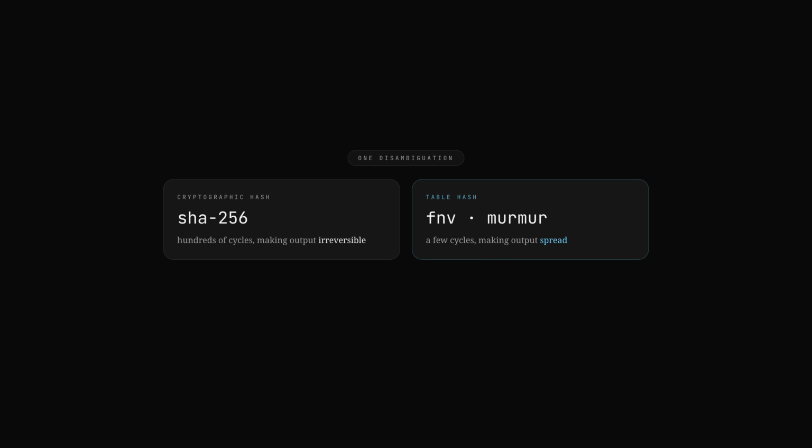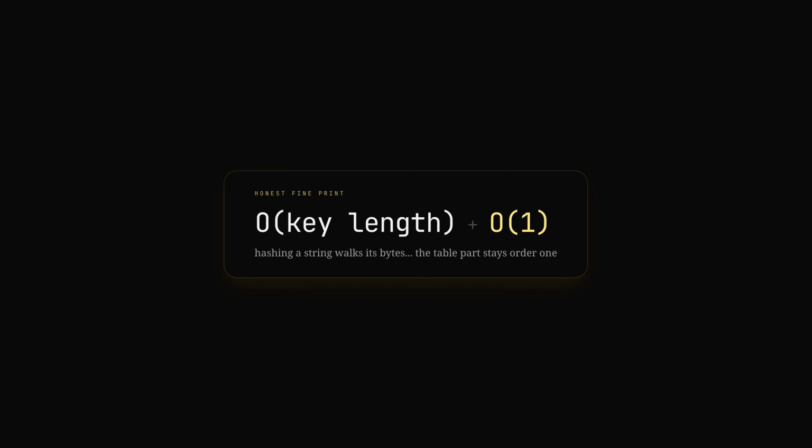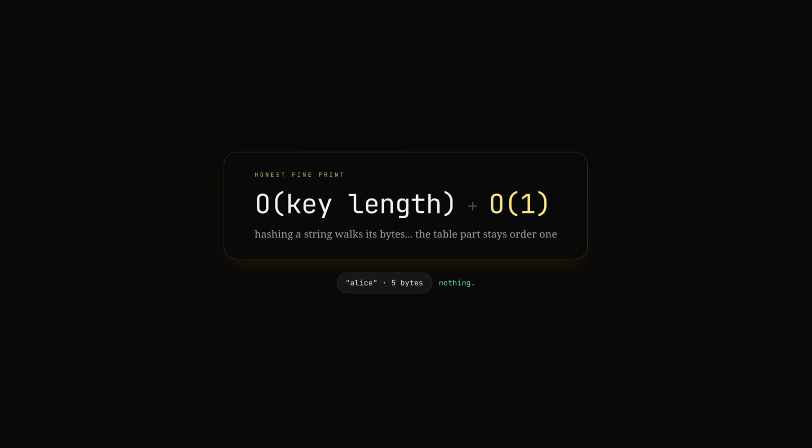1 disambiguation, because the word hash is overloaded. These are not cryptographic hashes. SHA-256 spends hundreds of cycles making output irreversible. Table hashes spend a few cycles making output spread. Different jobs, same unfortunate name. And one piece of honest fine print. Hashing an integer is near free. Hashing a string walks its bytes. So the lookup is really order key length, plus order 1 for the table. For Alice, 5 bytes. Nothing. Just know which part of the bill the order 1 covers.